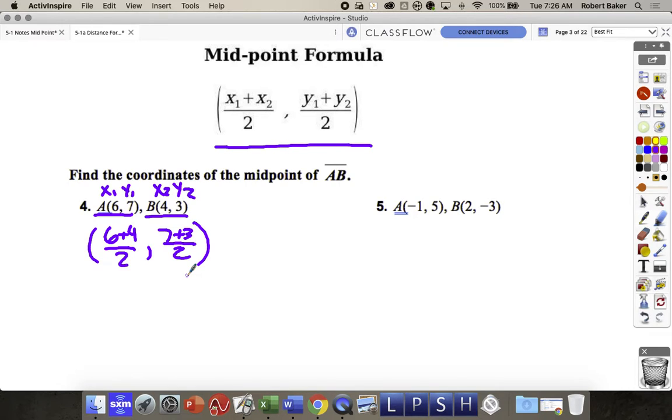6 plus 4 is 10. 10 divided by 2 is 5. 7 plus 3 is 10. 10 divided by 2 is 5. So the coordinate of the midpoint is the point 5, 5.